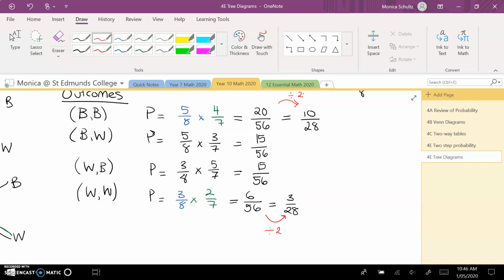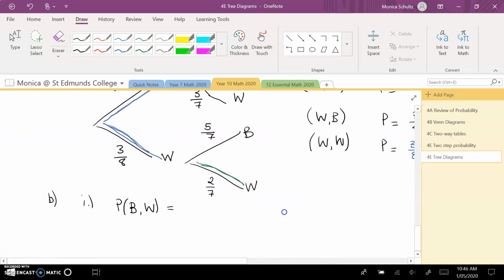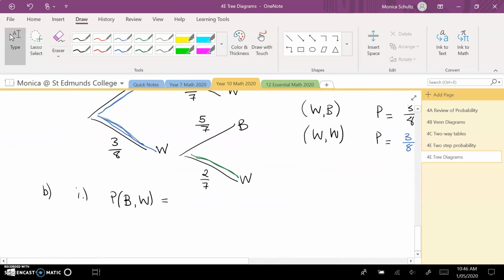So then I've got my lucky last one, which is 6 over 56, and I can divide that by 2 as well to get 3 on 28. So now that I've got my probabilities and all of my outcomes written out, then I can go to part B, which asks us to find the probability of selecting, and then it's got a couple of different types of questions. So the first one is the probability of getting a blue then a white.